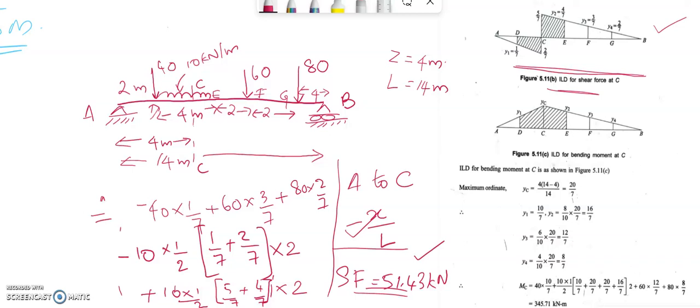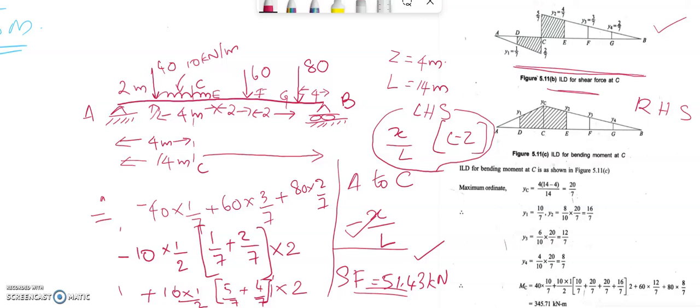Now we move on to determine the bending moment at section C. To determine bending moment at section C, what should you know? You should know the equation for bending moment of a simply supported beam. Right? For bending moment, I have told you that up to section C, it is x by L into L minus Z. This is applicable on the left hand side of the section. Now coming to the right hand side, what will you use? L minus x by L into Z.